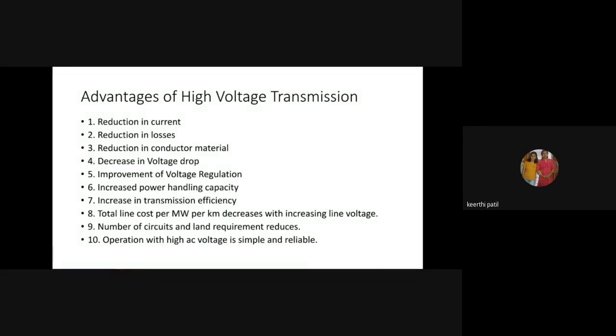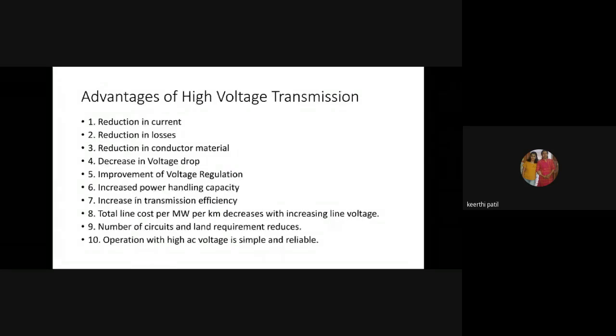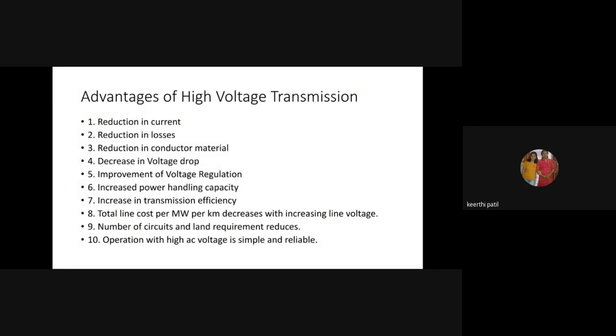Now I'll just discuss in brief why it is necessary. These are the advantages, but the advantages carry significances which are not written here. I have just written the points, and I'll tell the points first. Advantages of high voltage transmission: why is it carried at such a high voltage? First is the reduction in current.